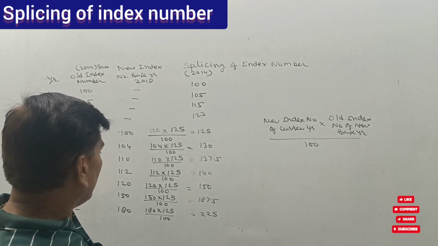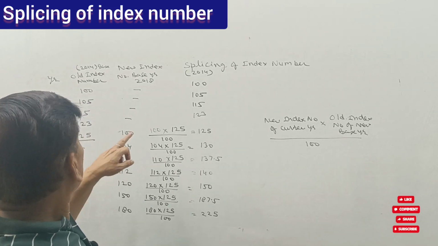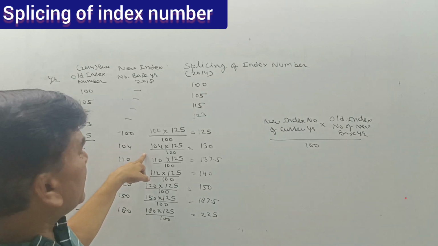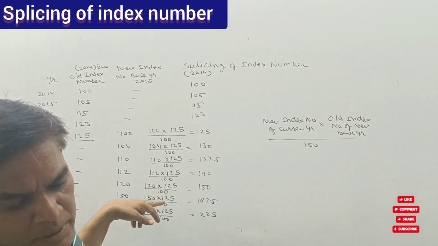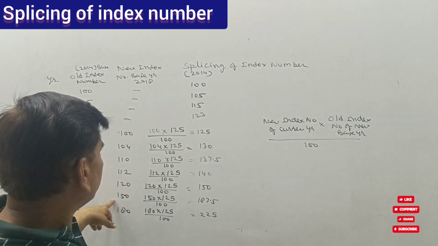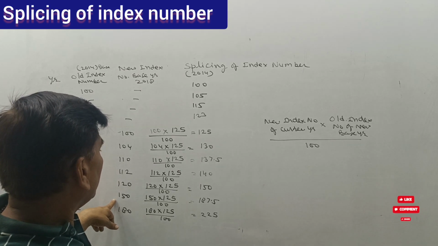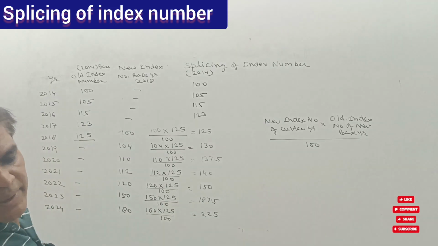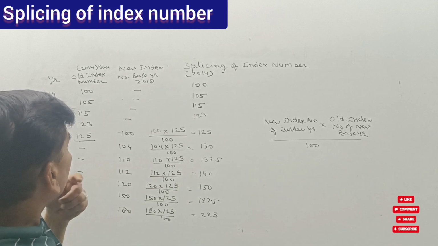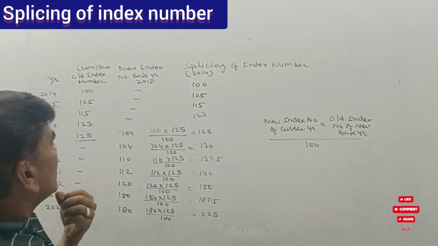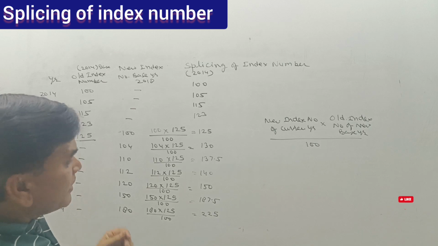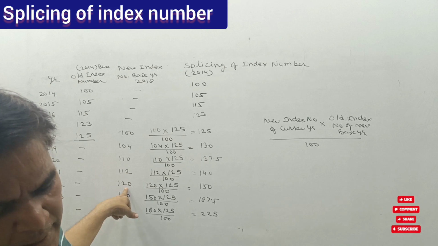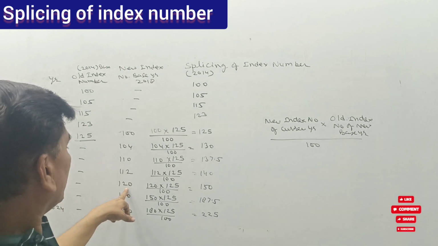Then the first one is 100 multiply 125 divided by 100, then 104, then 110, then 112, then 120, then 150. Okay. First one is 100 multiply 125 divided by 100, then 104. Okay. Then 110. Then 140, 140, 120. 120 is available. Okay. This 120 check.